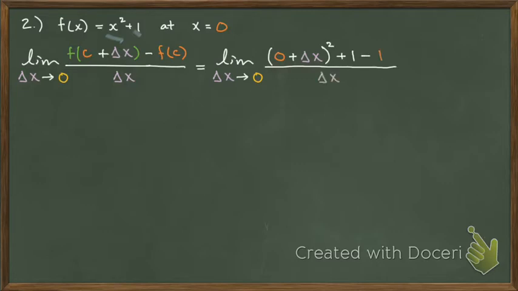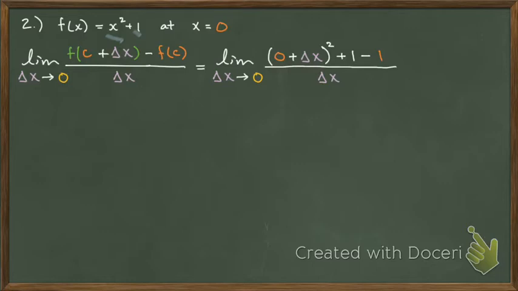Okay. So the format, the kind of layout of each one of these examples is going to be basically the same, right? I've got this limit that's going to find the slope of the tangent line no matter what function I have or what x value I'm talking about, okay?